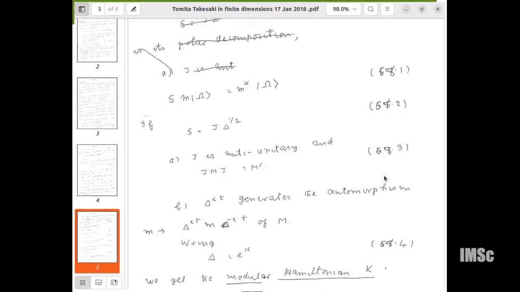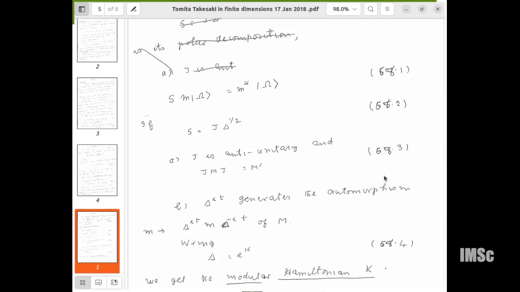And this is the operator which comes up, if you do the Rindler wedge, this K is the thing that comes up as the boost operator, giving you the trajectory of the accelerated particle. It just comes out of nowhere, purely from the fact of the cyclic and separating vacuum. And this K is what we call the modular Hamiltonian.